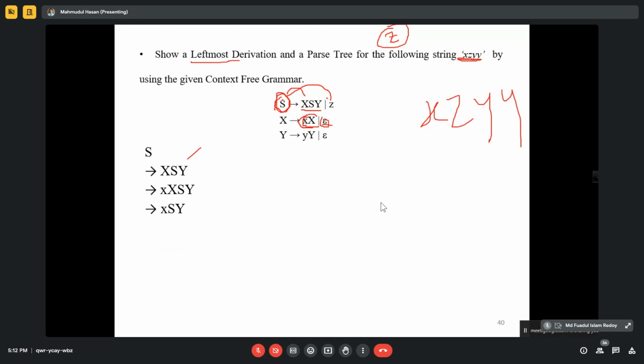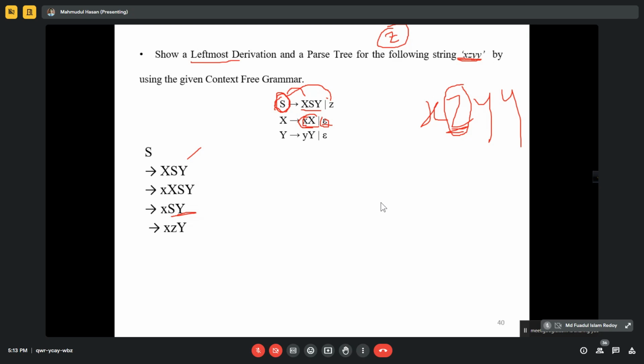Okay, so now S. Our next one is z. There are two non-terminals, S and Y. From S we can go to x S y or z. Which one should we choose? z, because our next character is z. Okay, that is the z.